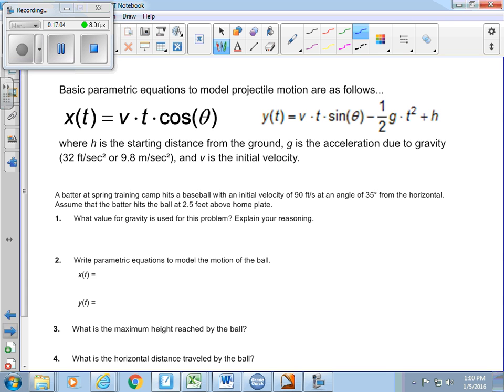Parametric equations to model projectile motion for x and y in parametric mode, where h is the starting distance from the ground, g is the acceleration due to gravity, and v is the initial velocity, are those equations. Why do you think they involve trig functions? Would the angle at which I shoot a projectile up affect where it goes? Makes sense, right?